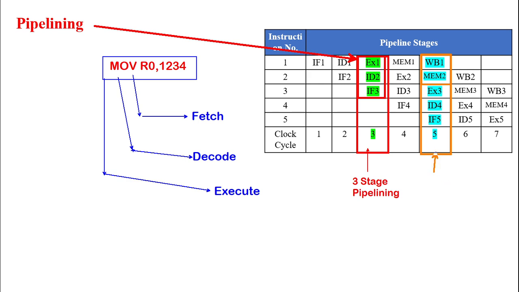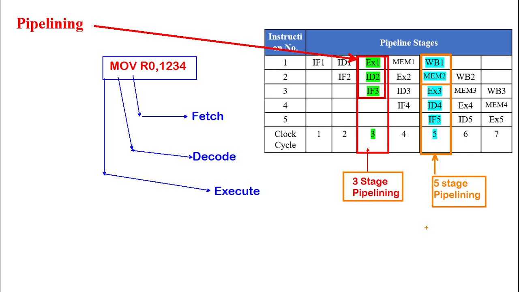At this stage, this is called 5-stage pipelining. At this stage, it is called 5-stage pipelining. So very popular pipelining types are 3-stage and 5-stage. So I hope you have understood the definition of 3-stage pipelining and 5-stage pipelining.